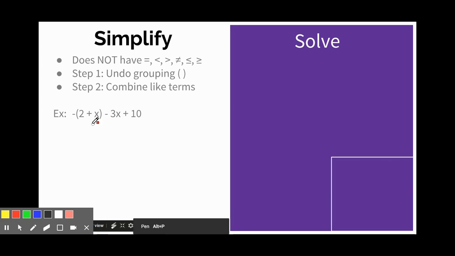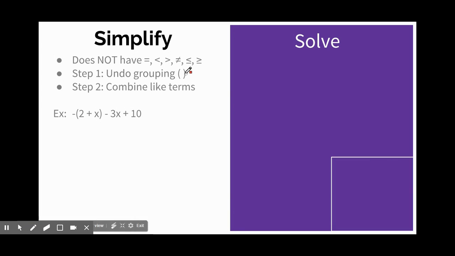And y'all know how I feel about colors. So we said we need to undo grouping. So remember, like we just said, that negative is really -1. We need to multiply everything inside by -1.